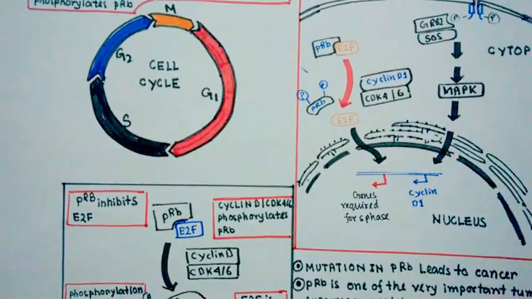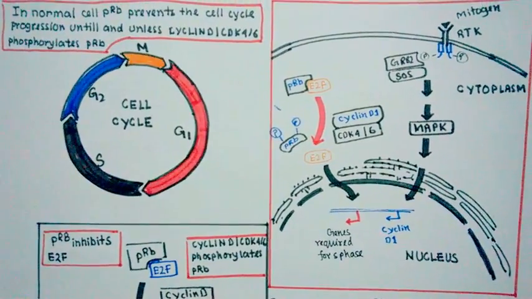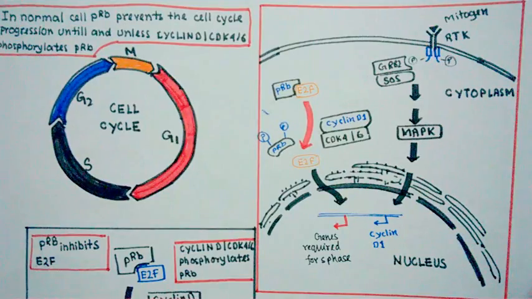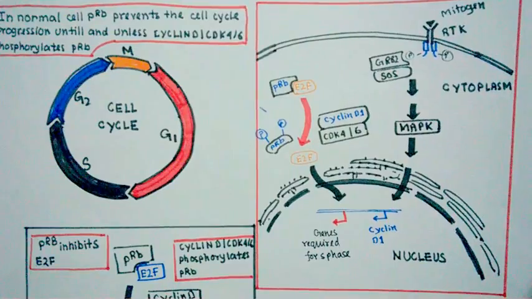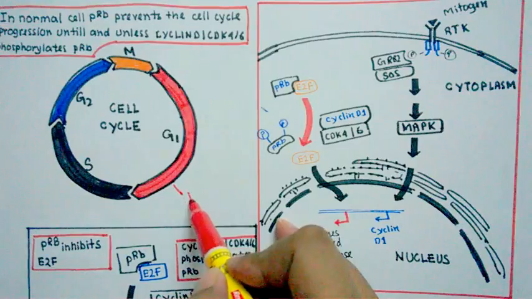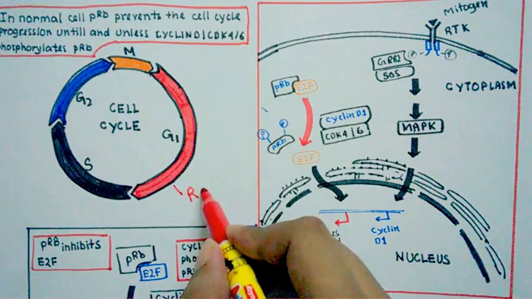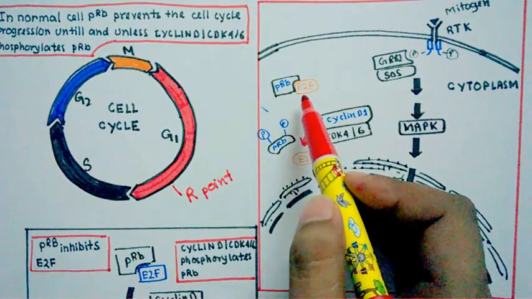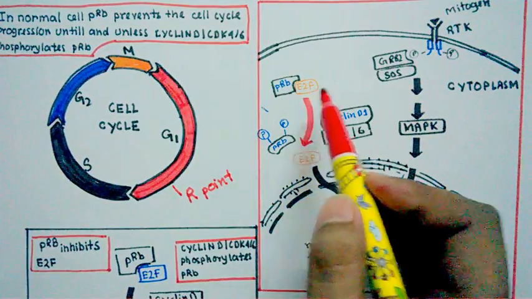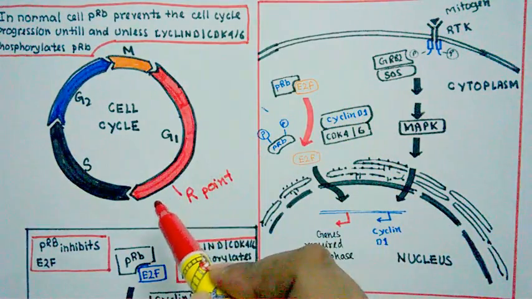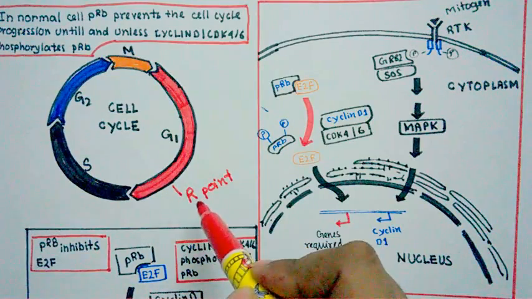Let's see how cyclin D is activated, how from one side the mitogenic signal is coming, and how from the other side pRB is inhibiting the cell cycle. Before this particular point of the late G1 phase, called the R point, pRB holds E2F and won't allow E2F to do its function. So this is before the R point. The R point is also known as the restriction point.